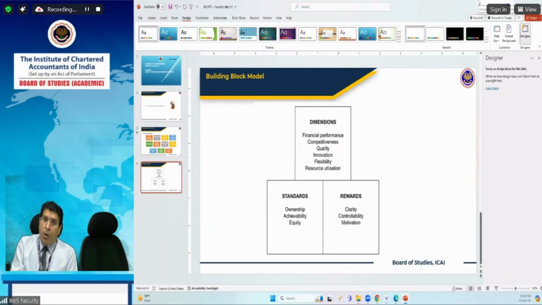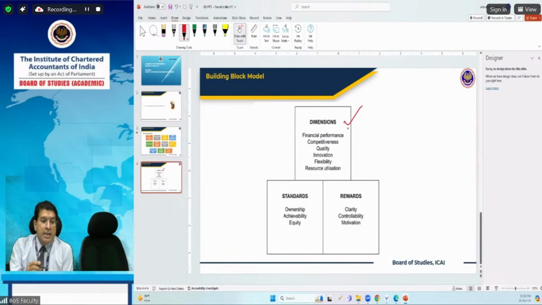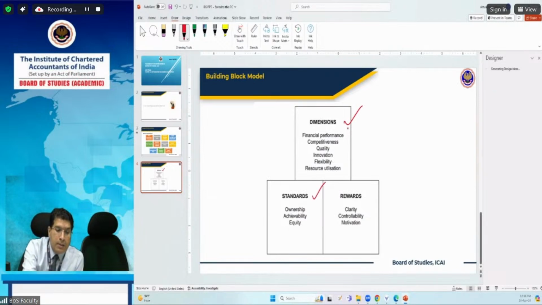This building block model is part of performance management. It means it is going to help you in the evaluation of the performance of a business. Now, what does this model say? This model is divided into three parts. The first part is dimensions. The second part is standards. And the third part is rewards.